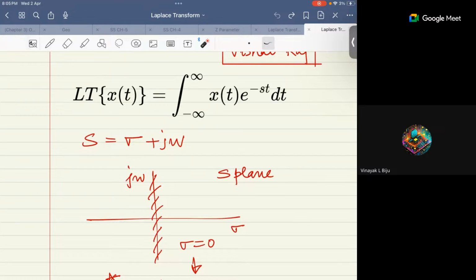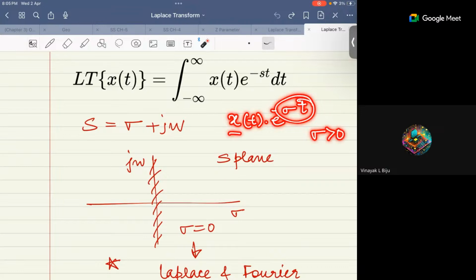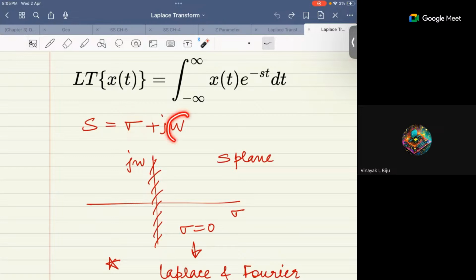So in the Laplace transform that you calculate, S is equal to sigma plus j omega, right? If you have a signal x(t) and you multiply by e to the power minus sigma t, where sigma is greater than 0, any unbounded signal will become an integrable signal. So the Laplace transform helps us move from the time domain to the S domain, where S is a complex plane itself. So there you have a sigma and an omega.